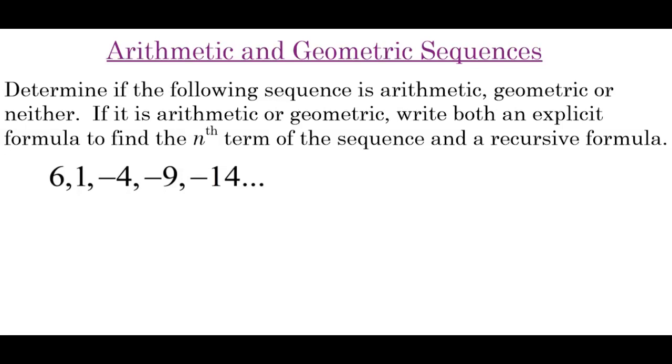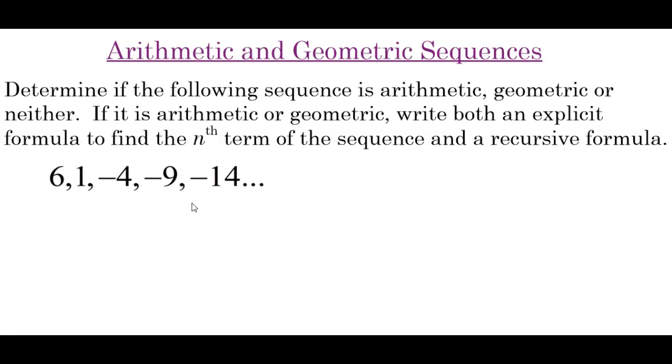So our first example, determine if the following sequence is arithmetic, geometric, or neither. If it is arithmetic or geometric, write both an explicit formula to find the nth term of the sequence and a recursive formula. So our first sequence is 6, 1, -4, -9, -14, continuing on. The most important decision is whether the sequence is arithmetic, geometric, or neither.